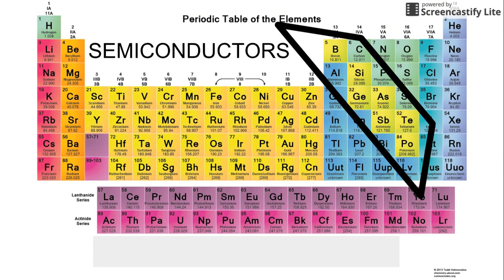Okay, next we are going to learn about this itty bitty group right here along our step ladder. It's kind of forming our step ladder, and we call those our semiconductors. Boron, silicon, germanium, arsenic, antimony, tellurium, and polonium are all our semiconductors. So pause if you need to color. Otherwise, let's keep going.